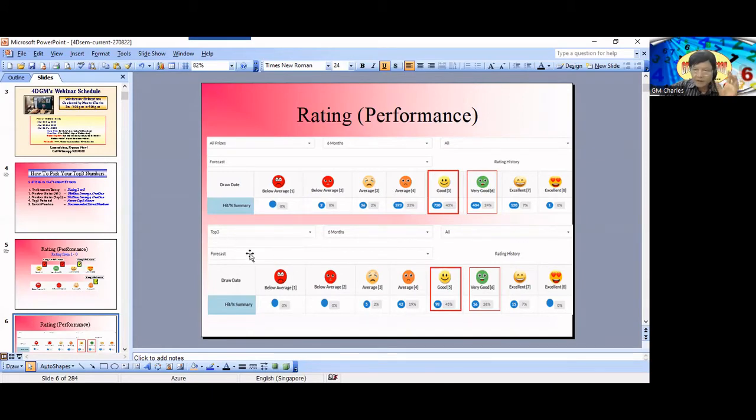These are top 3. For top 3 again, rating 5 and 6 are the best. You see, rating 5, 45%, rating 6, 26%, rating 4, 19%.